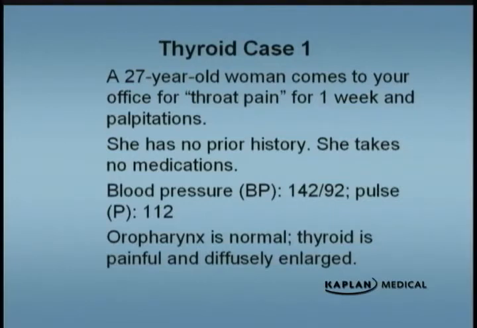She takes no medications. The blood pressure is 142/92, so it's a little bit elevated. The pulse is 112, it's elevated. The oropharynx is normal. The thyroid is painful and diffusely enlarged, so you question the diagnosis here. You don't know what's going on.